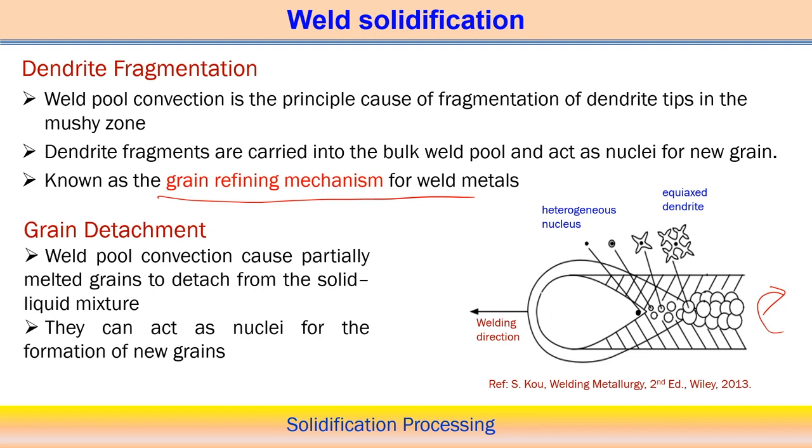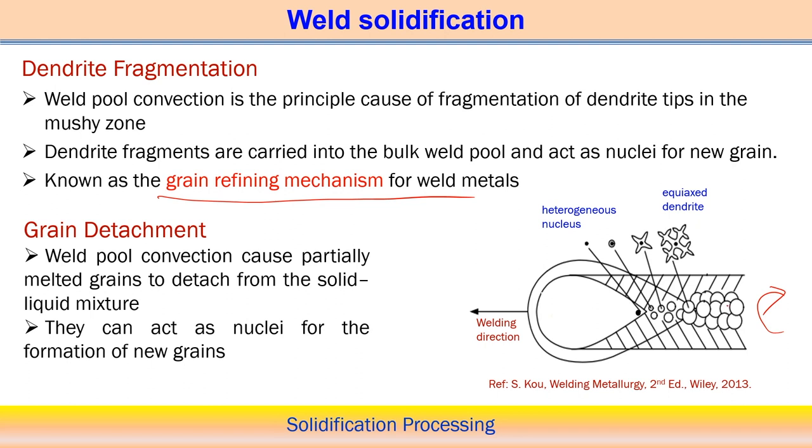There is another mechanism, that is grain detachment. In this case, of course, the weld pool current or convection causes partially melted grains to detach from the solid-liquid mixture. So here, partially developed grains are detached from the mixture, and they can act as a start for nucleation, forming new grains from the detached grain that we observe here.